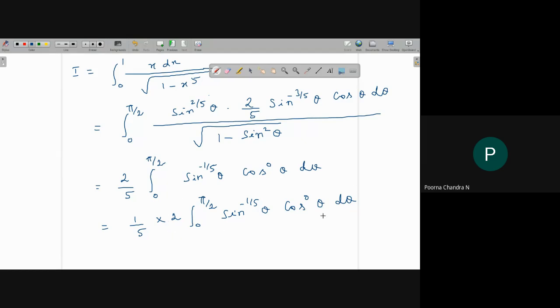Beta function in terms of circular function. Very good point. So what is the beta function in terms of circular function? I will write here.